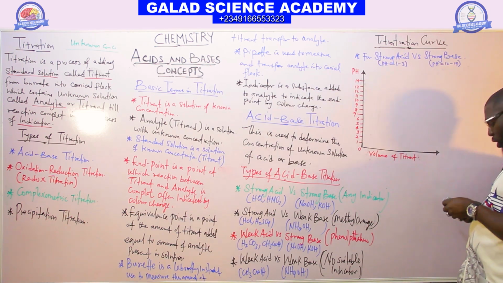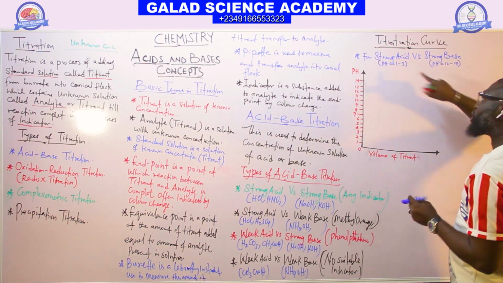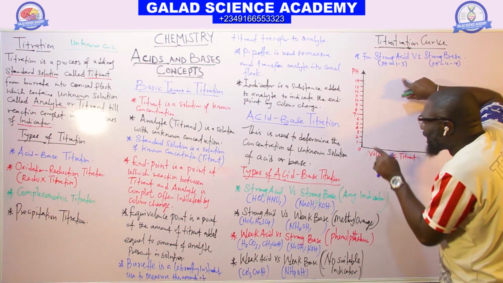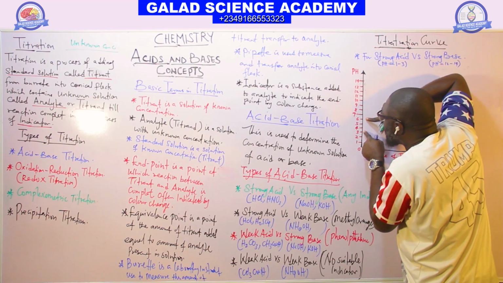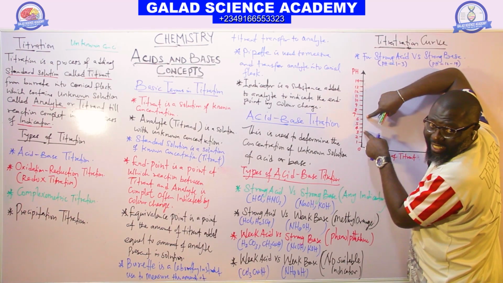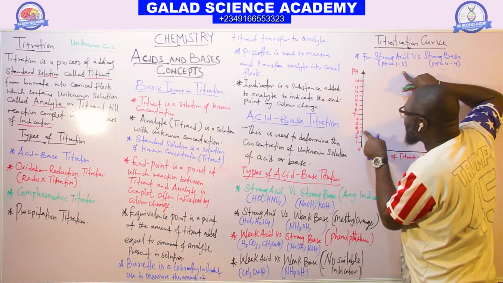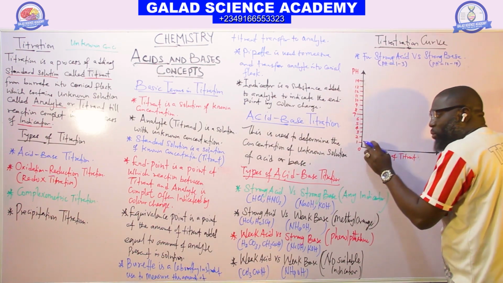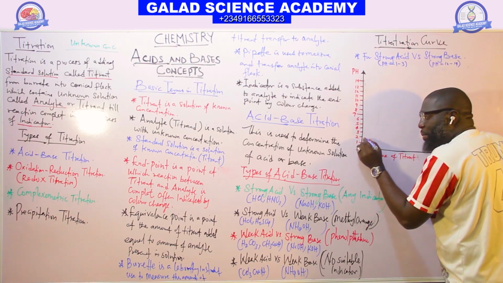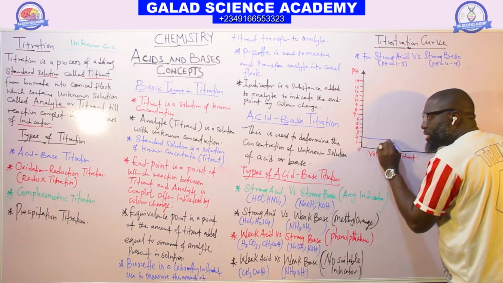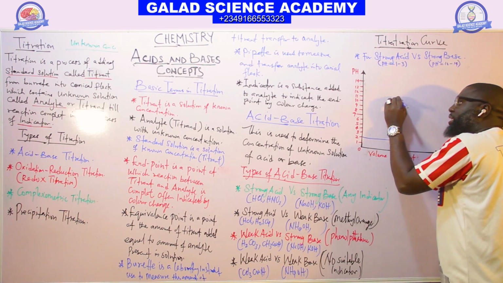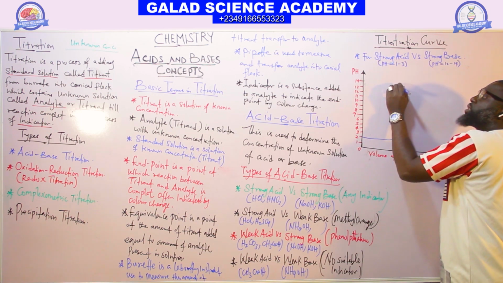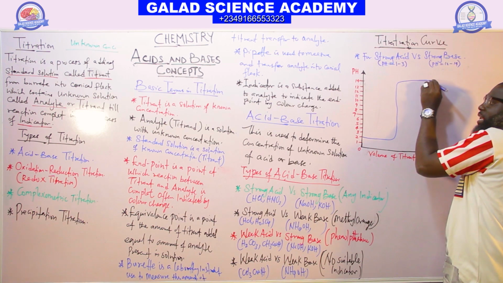So what will be the curve of this now? It's a strong acid. Your graph will start between 1, 2, 3. If it's 3 upward, it becomes a weak acid. Because it's a strong acid, I can start my graph from 1, from 2, or from 3. But let me pick it from 2. It will go up like this, and it will now hit the end point like this.